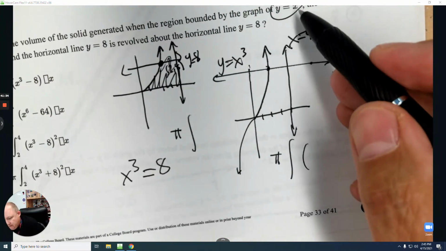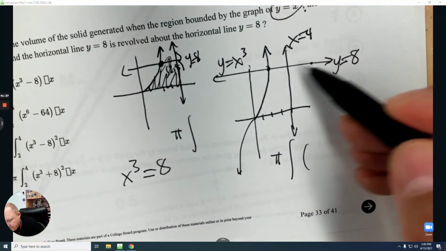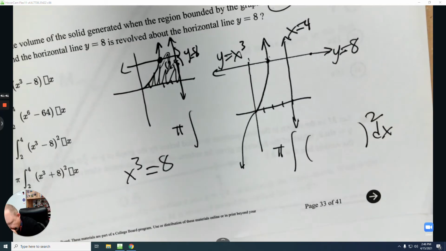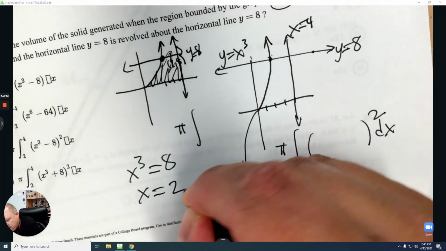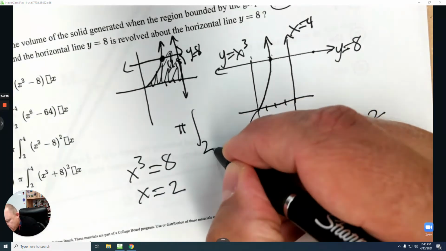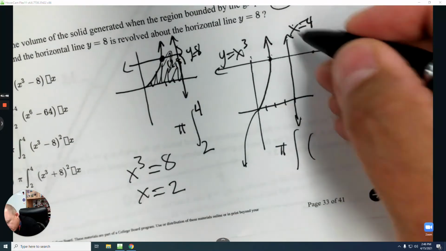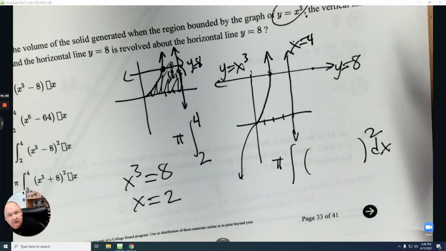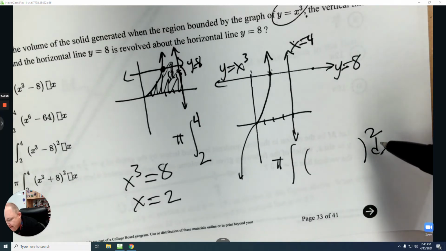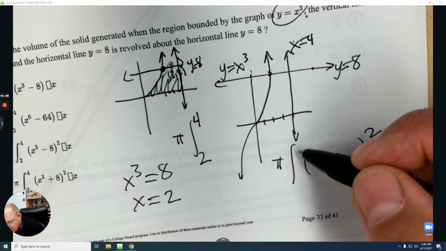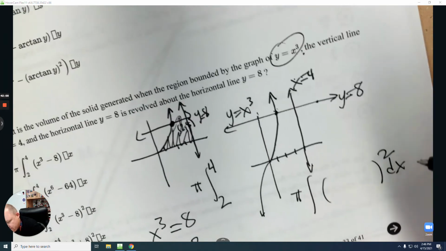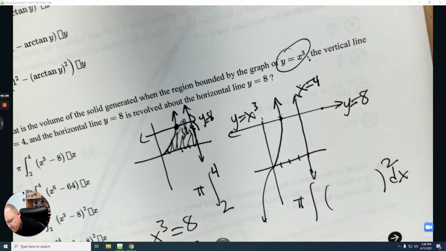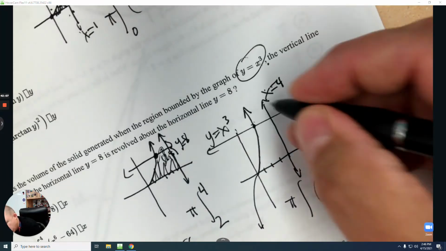If I take y equals x cubed and y equals 8, they intersect and they tell me that value that I need. So cube root it and you get 2. So that's where 2 comes, where it's 2 to 4. And then it's top subtract bottom. So in this case, I know I drew this all wrong.